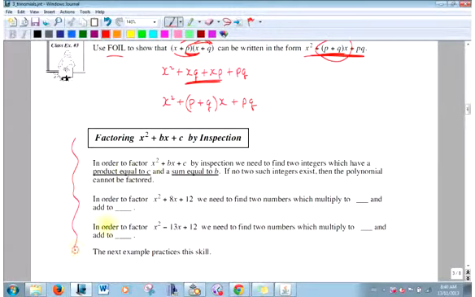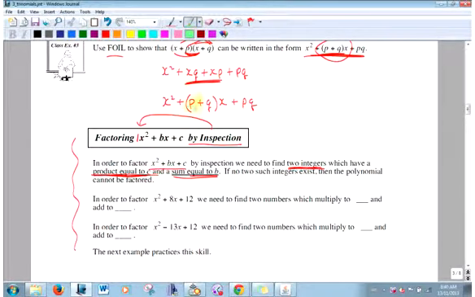This is why. In order to factor this, always, it's called by inspection because there's a 1 there. Like I said, if that's not a 1, we're going to need a whole new process to do this. But today this is what we're doing. We need to find two integers which have a product equal to c. Here it's pq. And a sum equal to b.